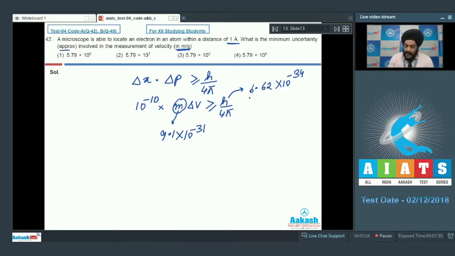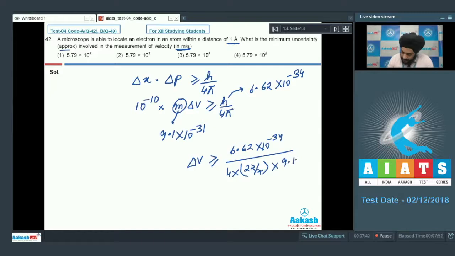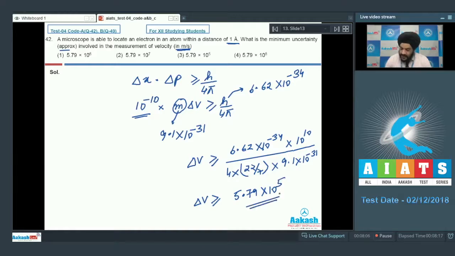So if we put the values given to us, we have delta v greater than or equal to 6.62 into 10 to the power minus 34 upon 4 into the value of pi, which is 22 over 7, into 9.1 into 10 to the power minus 31, and there will be a 10 to the power minus 10 factor which we can write in the numerator as 10 to the power plus 10. If we solve this expression, we have the value of delta v equal to 5.79 into 10 to the power plus 5. So students, the answer which we are looking for in this question is option 3.